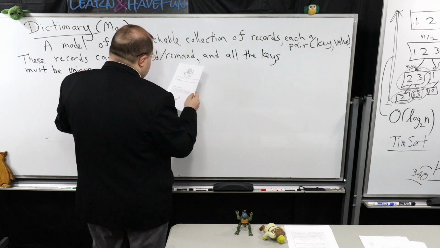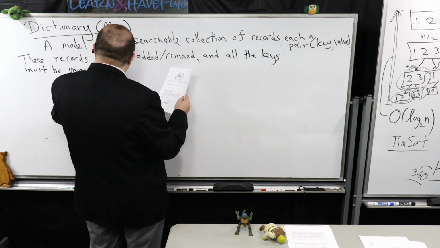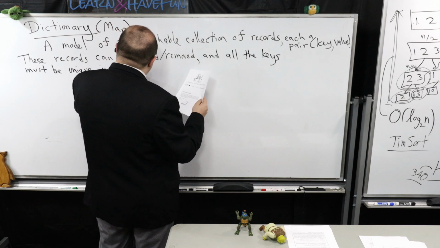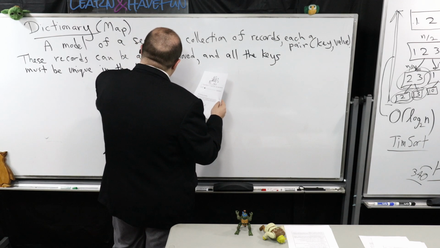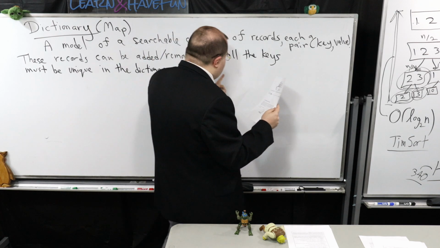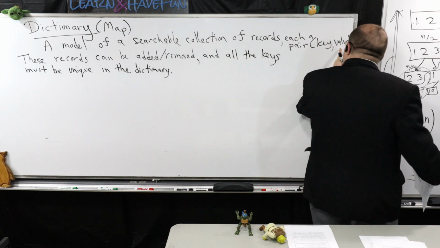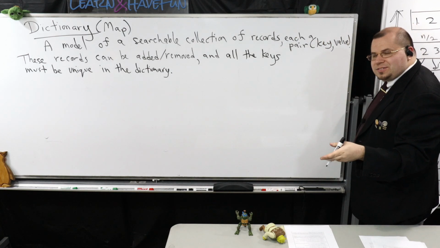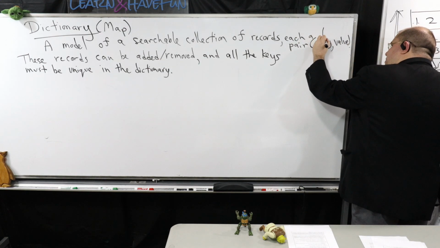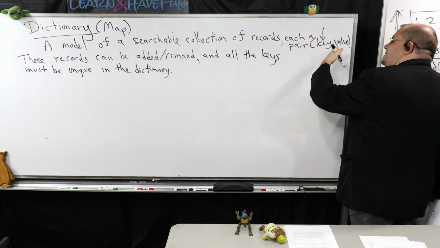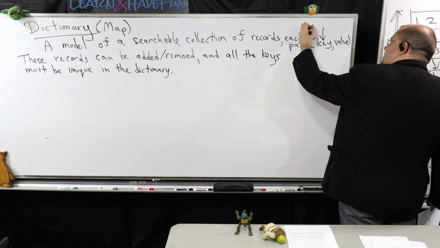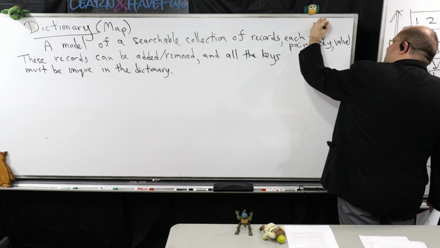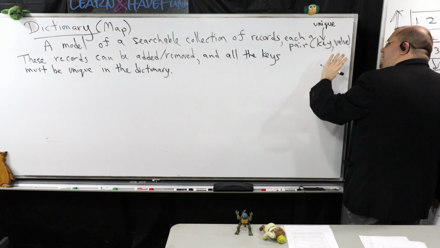Must be unique in the dictionary. So just to be very clear, the values are allowed to be identical among records. It's the keys that have to be unique. They must not be the same as any other in the dictionary. So these must be unique. The values don't have to be.